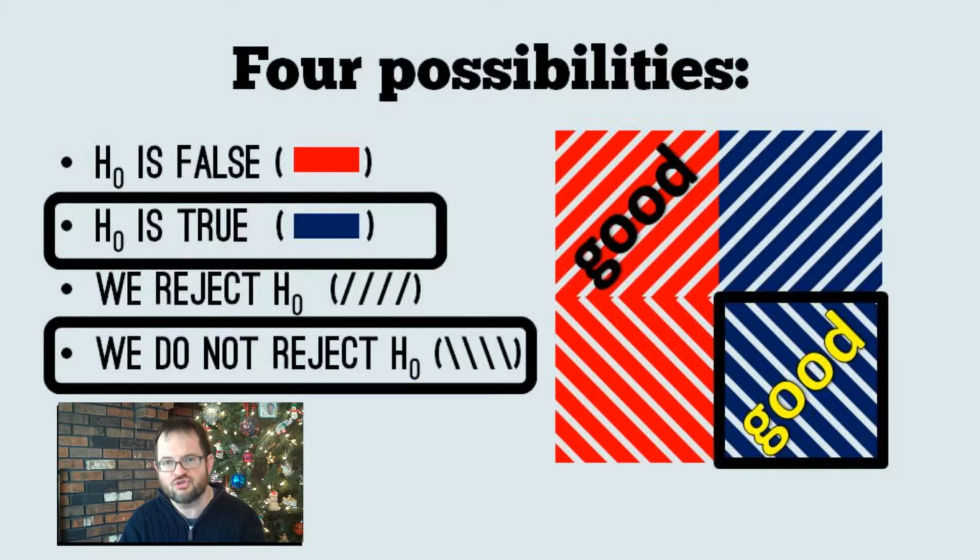I'm going to label that one good too. That is a good possibility. That means that our hypothesis test worked. It led us to the correct decision. But there's other possibilities here that are less attractive.